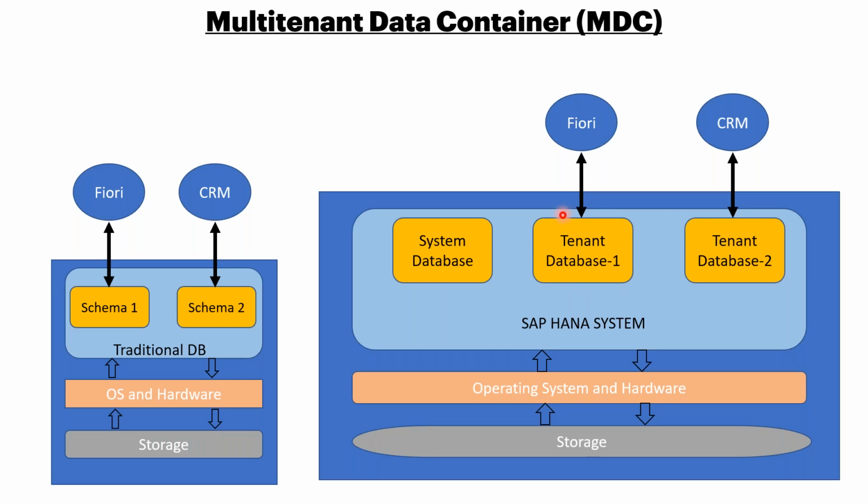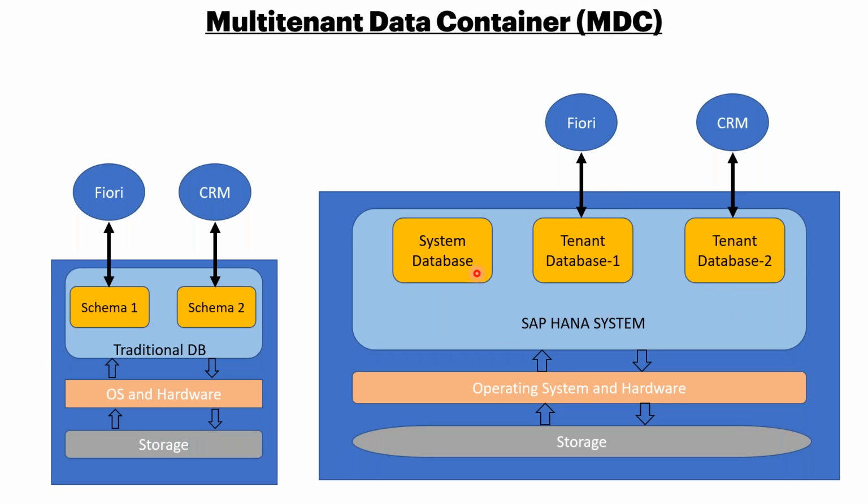When it is required, it can be a separate database if you want to, or it can be the same database if you want to, because there is a control database here which is called the system database. So the number of tenants is proportional to the space of your HANA system. You can have n number of tenants in your system. For this instance, I have taken two tenant databases, one for Fiori, one for CRM.